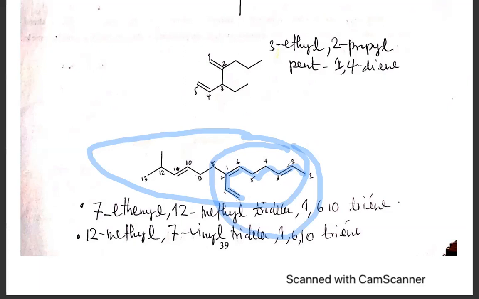Now, when you compare the number of carbon atoms, you find that this one has 13 and this one has 1, 2, 3, 4, 5, 6, 7, 8, 9. This one has 9 and this one has 13.